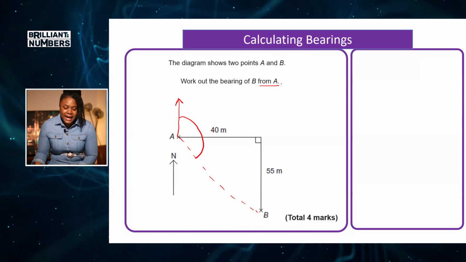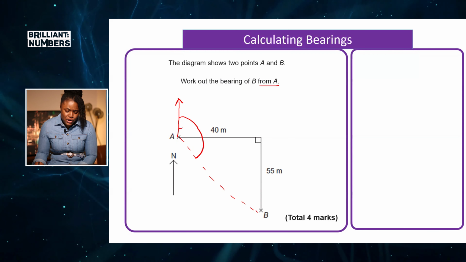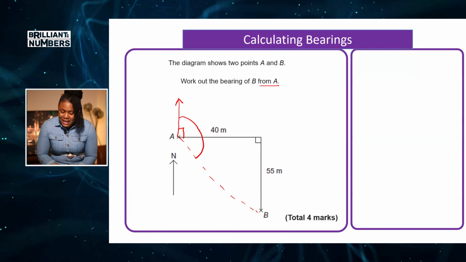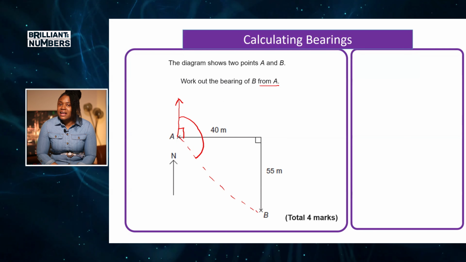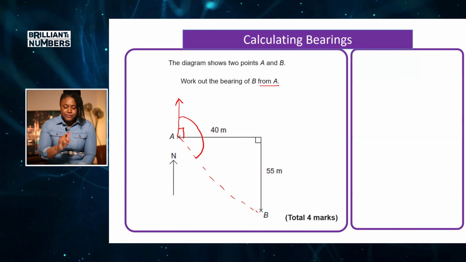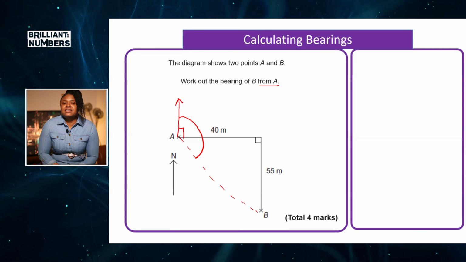So from A, I'm going to B. I can see here I'm going to need to do the angle in the triangle. I already know this angle here. These two lines are perpendicular, hence we know that angle there is 90 degrees. However, to complete the journey from A to B, I need to get the angle in the triangle as well.